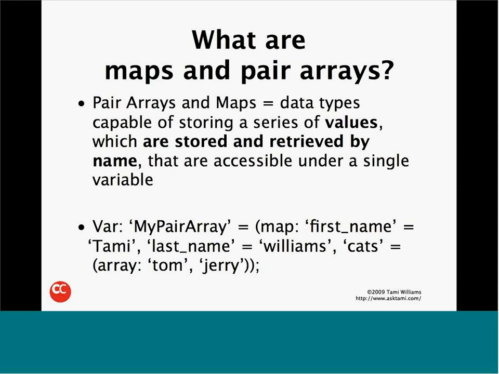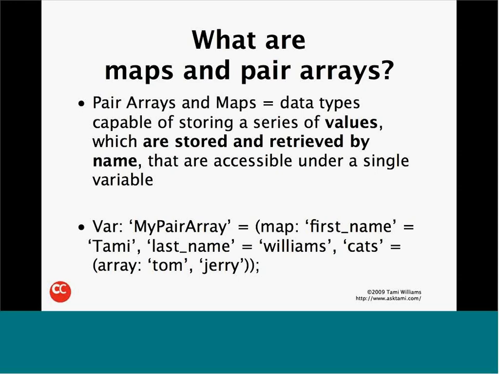Each pair array is like a record in a database storing name-value pairs, where the field name is the key, and the value stored in the field is the value. Maps and pair arrays have keys and values, keys being equivalent to a field name in a record in a database, and values being the data stored in that field.